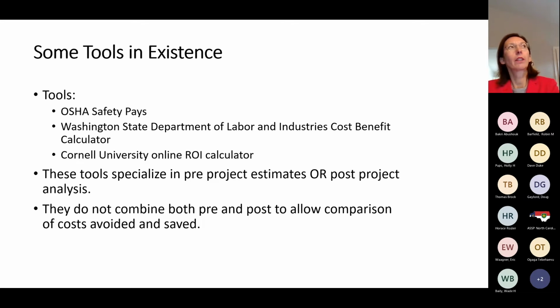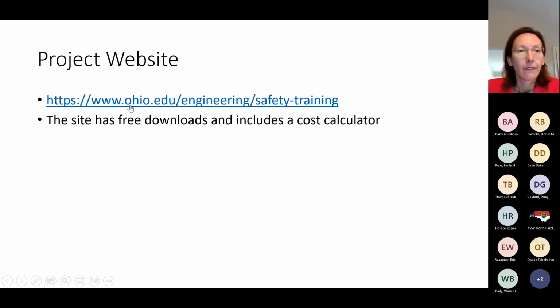So when we started into this, I'm going to show you the process that we developed and what's in it, and then I'm going to show you a spreadsheet that another student developed, and they're all on the web. There are tools in existence, and you may have your own tools. These are just some of them, like OSHA Safety Pays, Washington State, and Cornell University. They usually specialize in pre-project estimates or post. The spreadsheet I'm going to show you does both, which is the beauty of this. It was an idea that I had, but the work was done by Derek Stevens, who was just a delight to have as a student.